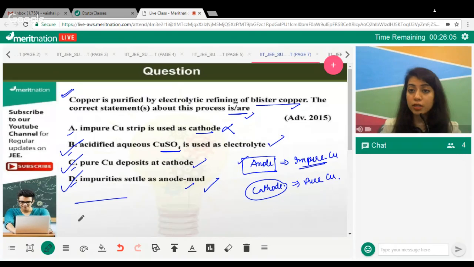Okay, so this is also an important chapter. Basically, surface chemistry as well as metallurgy, both of them are scoring chapters. If you read them very thoroughly from NCERT and practice a lot of questions based on this, because most of them are theoretical questions only, you can be a pro in these particular chapters. All right, so a lot of practice is what is required here.